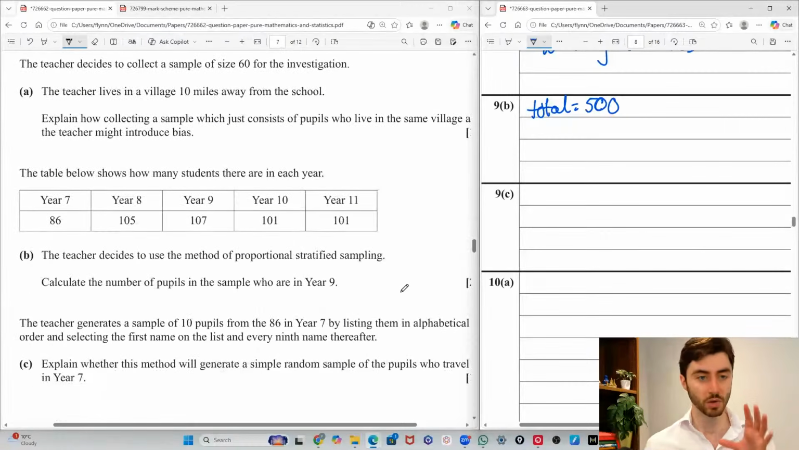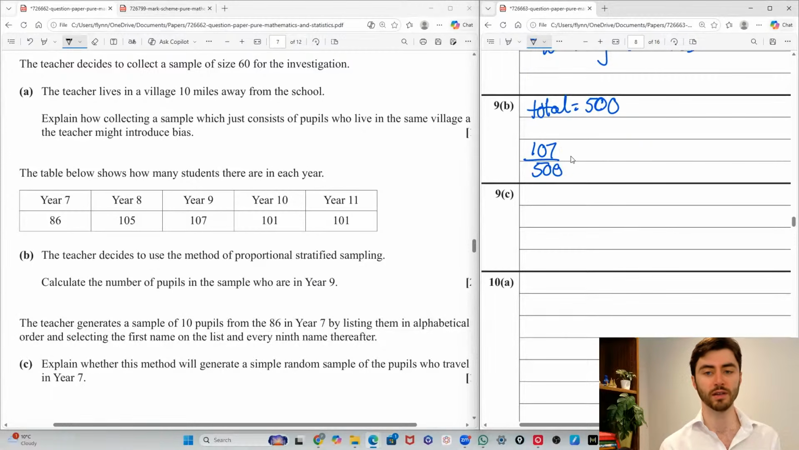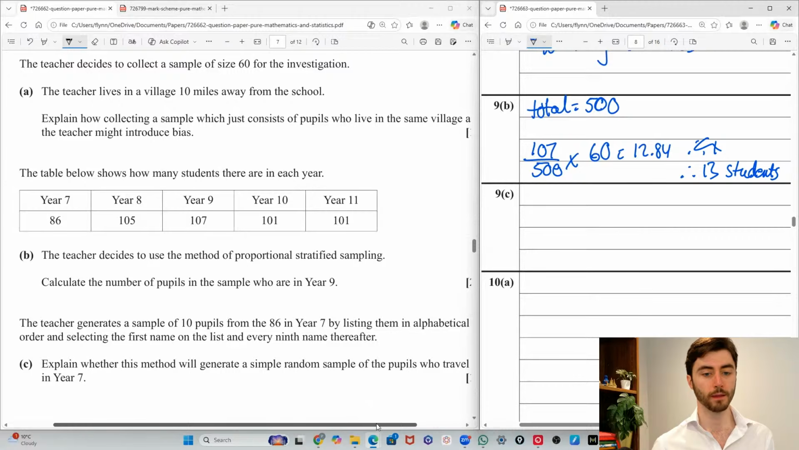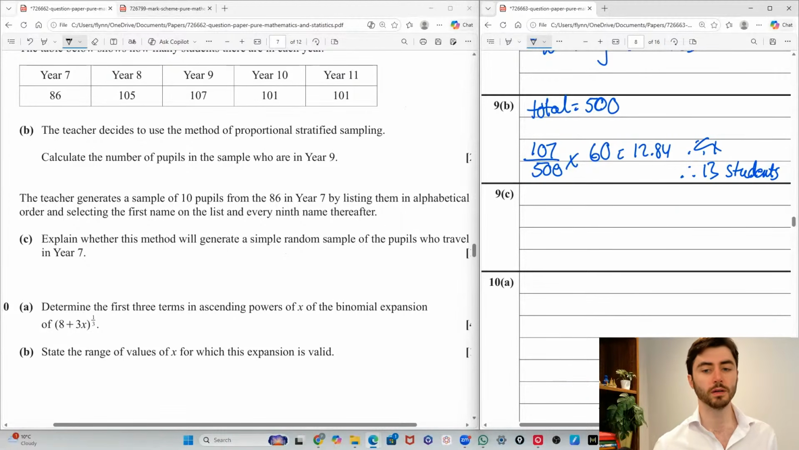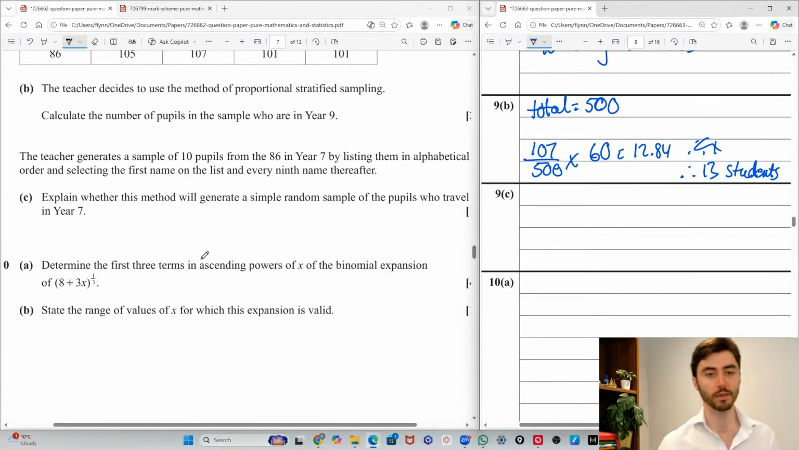Great. That is the total number of students. So if we want the year 9s, the proportion that are year 9s is 107 out of the 500. And we want the sample size of 60 to have that same proportion. And so running that, we find it equals 12.84. Now, obviously, you can't have 0.84 of a student, therefore 13 students in year 9, which I would write, but you know, I'm not going to do that here.